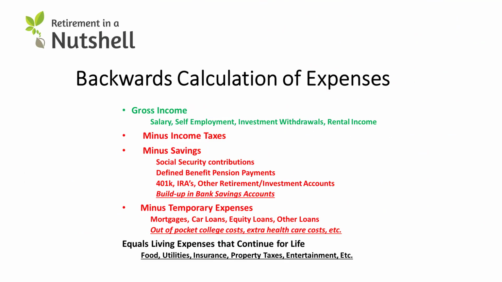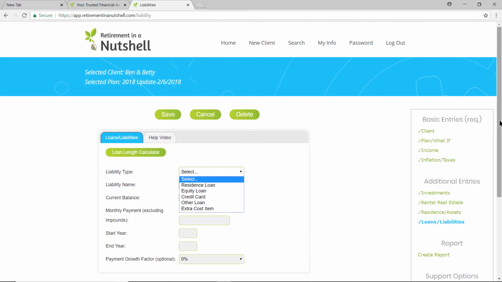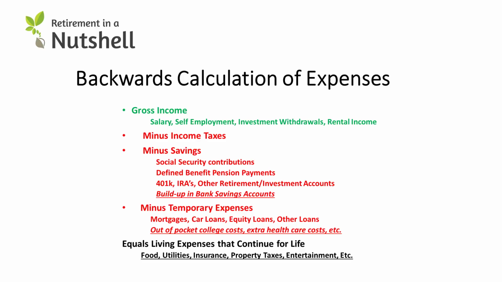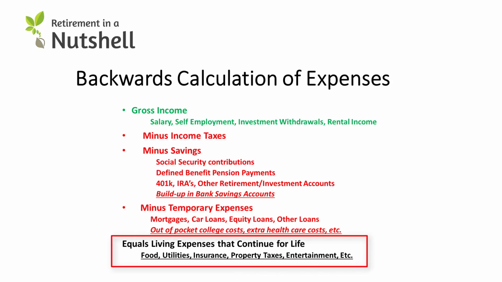Most clients know how much they are paying on their loans, but they can forget to tell you about temporary out-of-pocket expenses like college or private school payments. Maybe they have temporary extra expenses for a parent's health care or certain work-related expenses. There is a drop-down item on the Loans and Liabilities entry screen called Extra Cost Items, and they should be entered there. The program subtracts these temporary expenses, which leaves the bottom line we refer to as living expenses that continue for life.